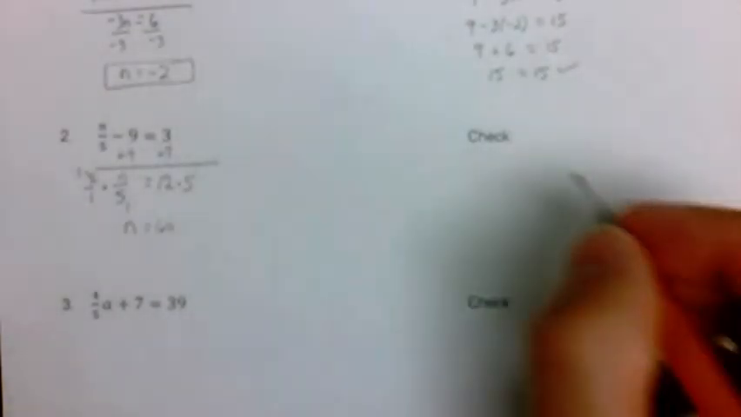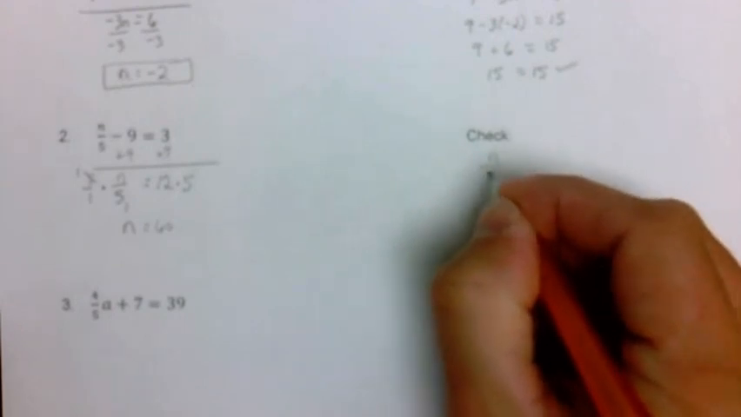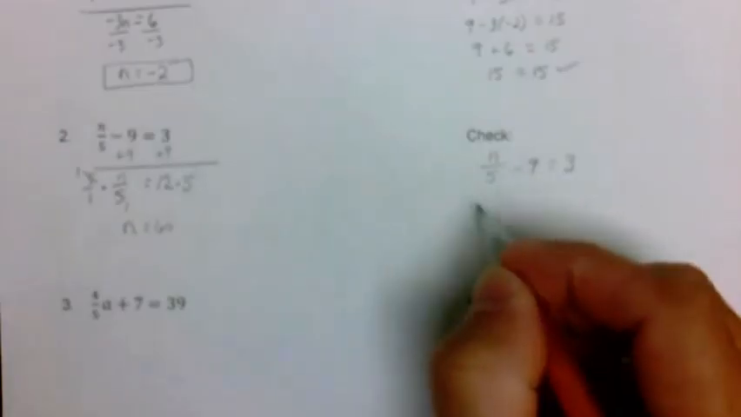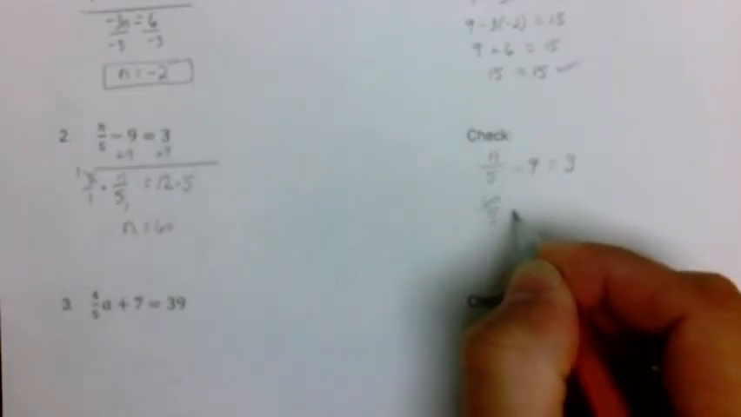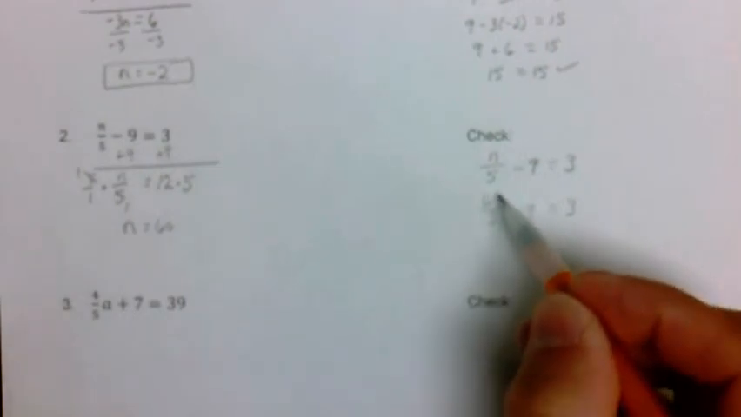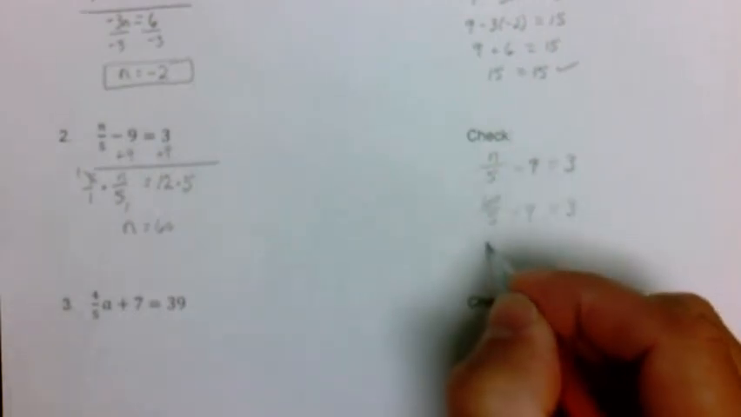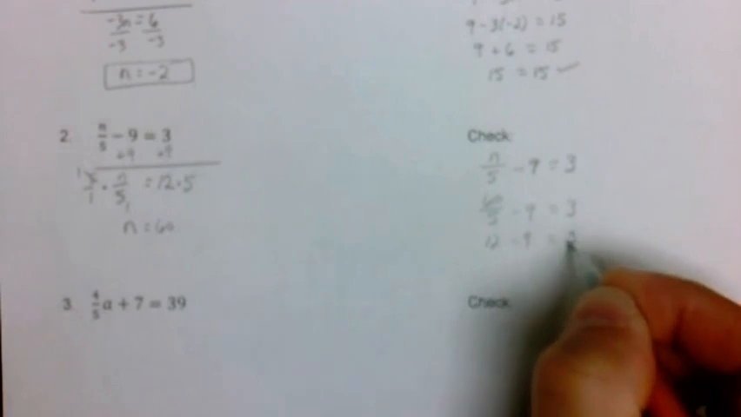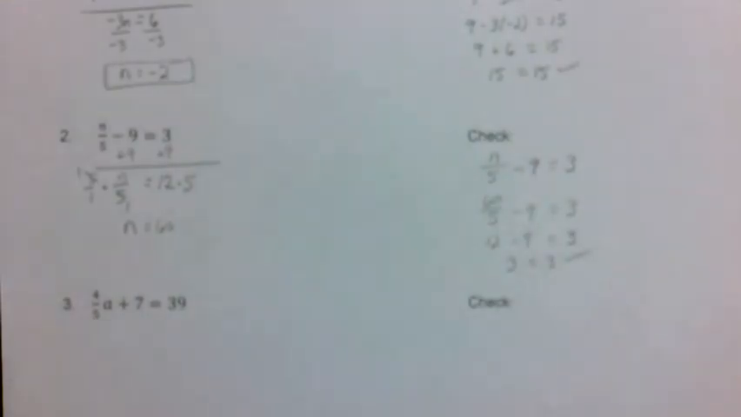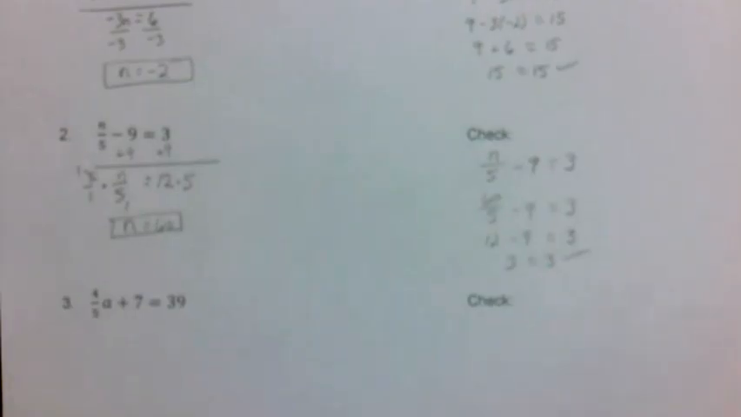Let's check to make sure that 60 really is our answer. Rewrite the equation. n divided by 5 minus 9 is 3. We think n is 60. 60 divided by 5 minus 9 is 3. We divide before we subtract. 60 divided by 5 is 12. And if you subtract 9 from 12, 12 minus 9 is 3. The equation works over here. 3 equals 3. So we know that n equals 60.